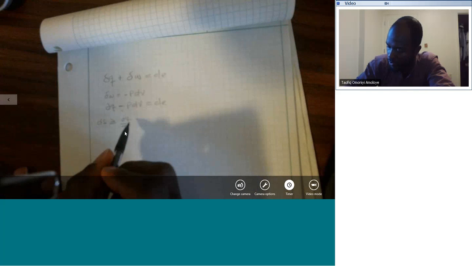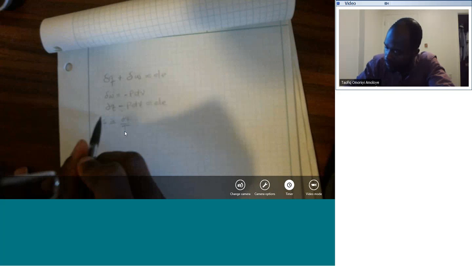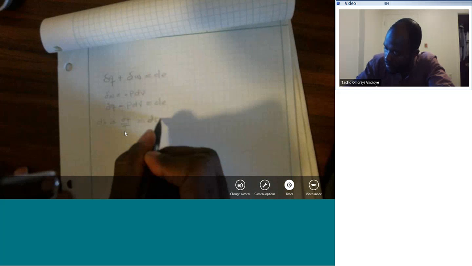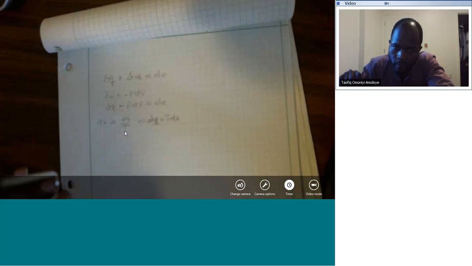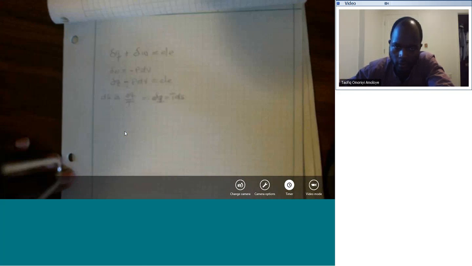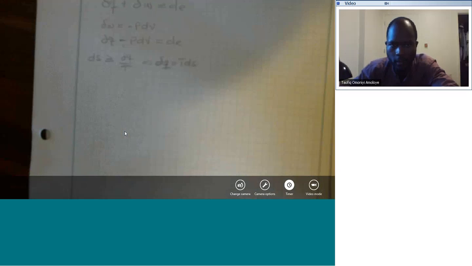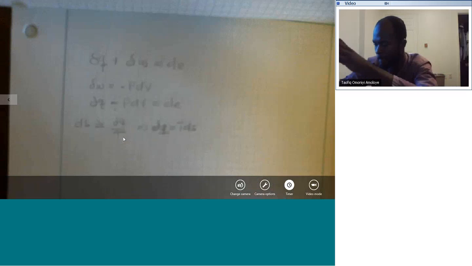I hope this is not blurring out. I think it's clearer. So del Q equals TdS. We can put this then in place of del Q in our equation, so that we have TdS minus PdV equals dE.